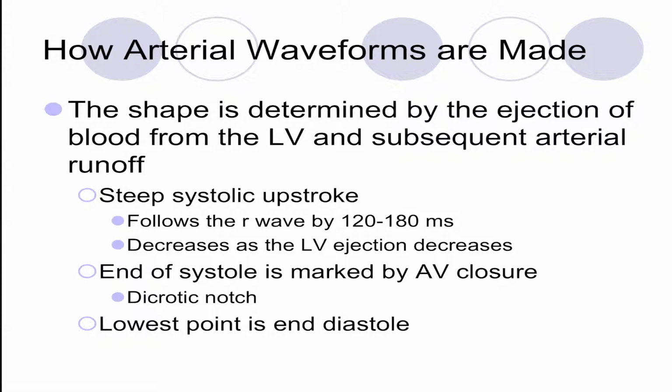The shape is determined by the ejection from the LV, of course, out to the systemic circulation and subsequent runoff. The end of systole is your AV closure, and that's where you see your dicrotic notch. So we talk a lot about how on a good arterial waveform, you see a dicrotic notch. That means that you also have to have a good AV closure. And the lowest point, of course, is your diastole.